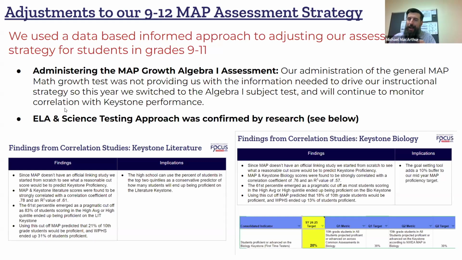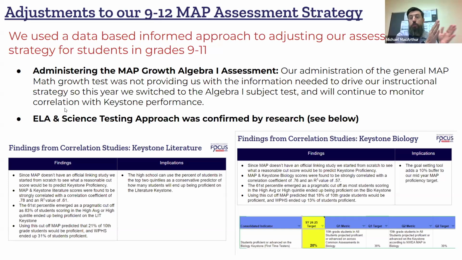One of the things that makes that biology strategy work is that there is a MAP life sciences test, which really focuses on the same kind of content that's on the Biology Keystone. In algebra, we saw there was a weaker correlation between the MAP performance and the Keystone performance. And we recognized that we actually were not giving the algebra MAP. We were giving the general MAP test. There are reasons to do that, in that it measures a larger variety of content, but it does not help us understand how students are going to end up performing on the Algebra 1 Keystone.